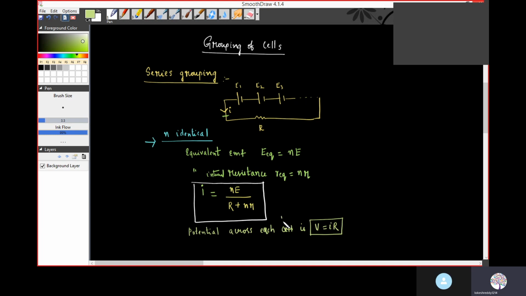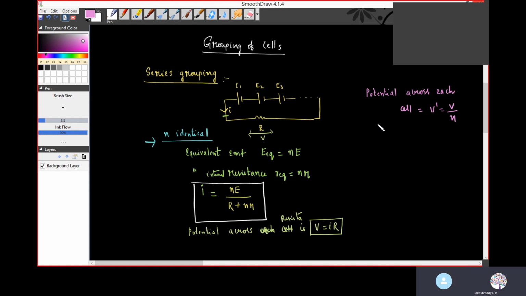Across the resistor, V is equal to IR. Now I will write the potential across each cell: V dash is equal to V by N.